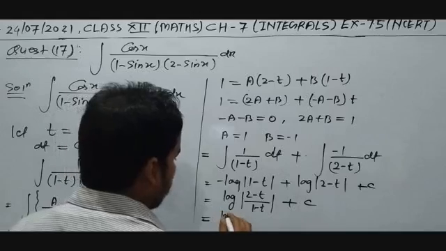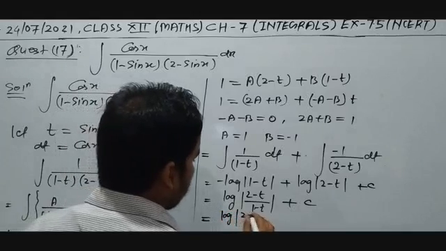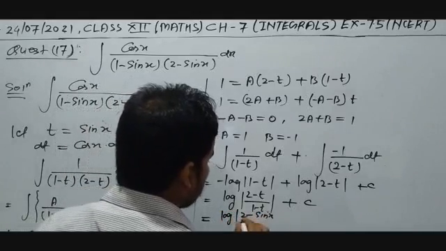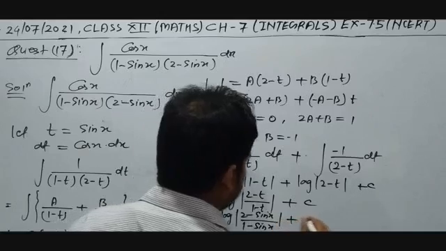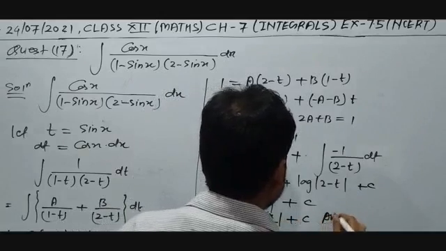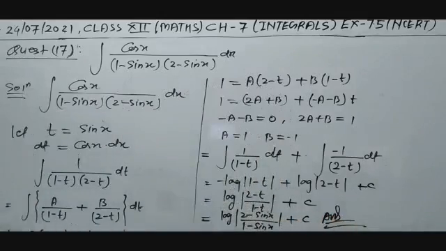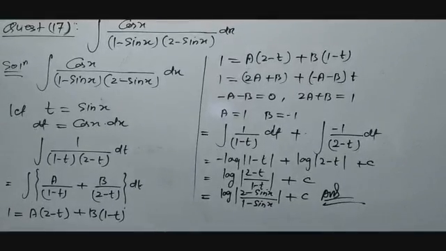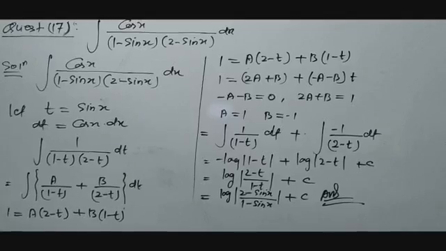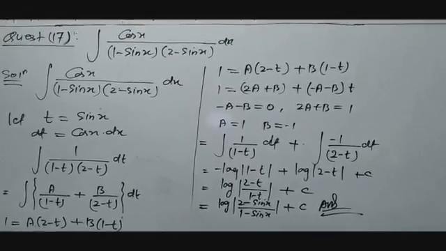Put the values of t, t is equal to sin x, so the result will be 2 minus sin x upon 1 minus sin x plus c. This is the answer, meaning log of (2 minus sin x upon 1 minus sin x) plus c. This is the answer. Now question number 17 is completed.